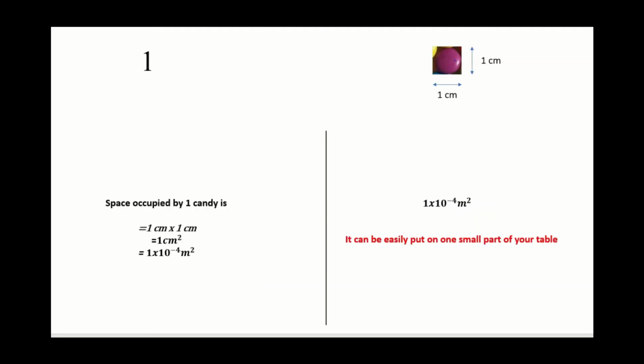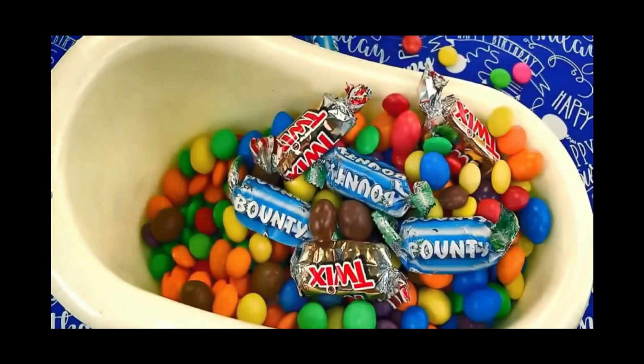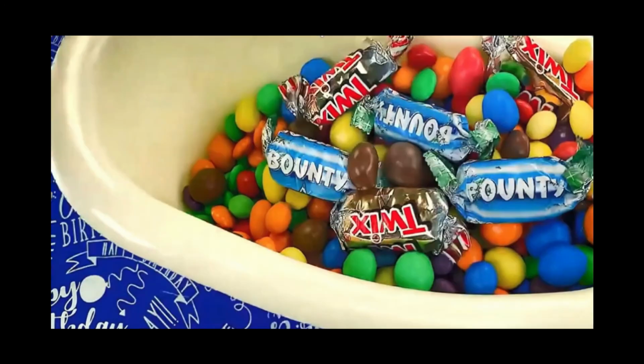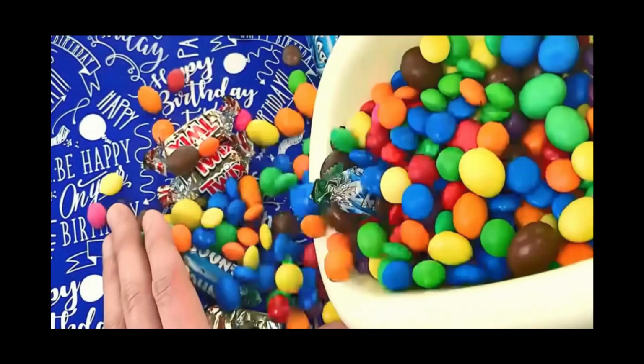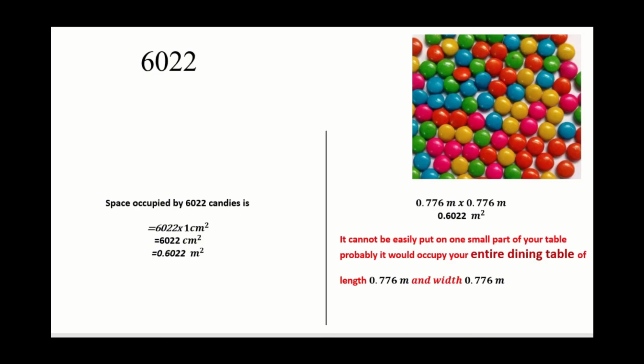To appreciate this, let's consider one candy of gems. Its area is 1 centimeter by 1 centimeter, or 1 centimeter square, or 1 multiplied by 10 raised to the power minus 4 meters square. It can be easily put on one small part of your table. Now we try to take more such candies and spread them on the table.